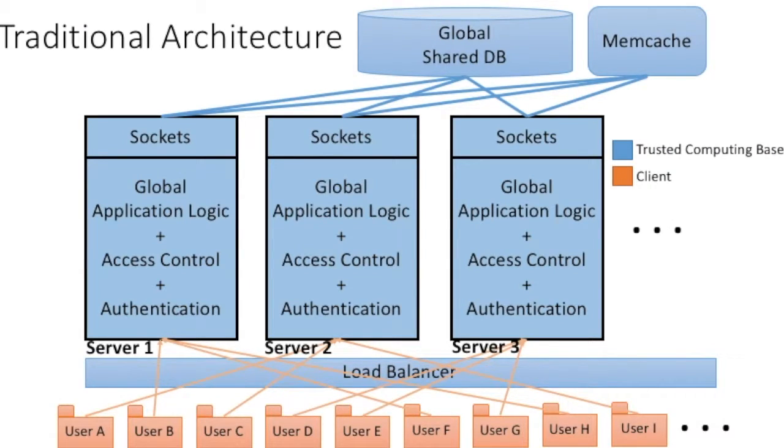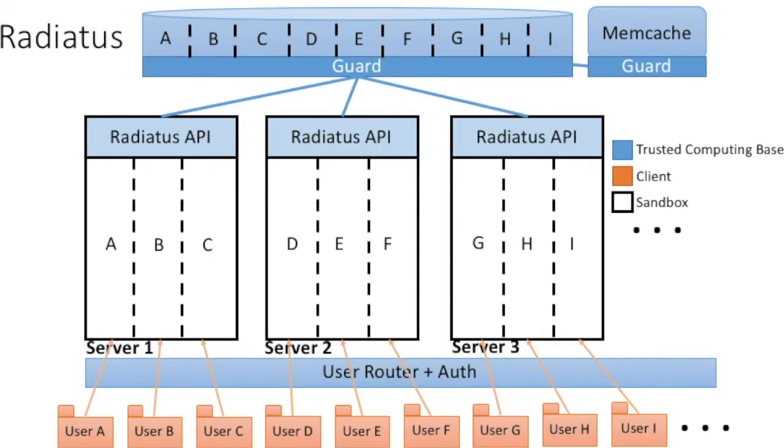So just for reference, here's a quick flashback to the traditional architecture where nearly everything is part of the trusted computing base and everything is shared through a shared database. In Radiatus, users are isolated into sandboxes, and all developer code that is written runs inside these white sandboxes. So in this case, when a user authenticates, instead of being arbitrarily load balanced across a set of horizontally scaled web servers, we replace the load balancer with this user router, which authenticates the user and then routes user requests only to the user container for which it has the authority.